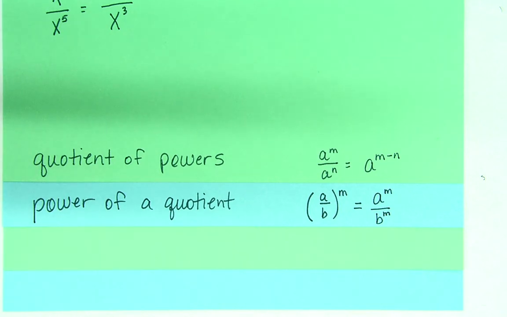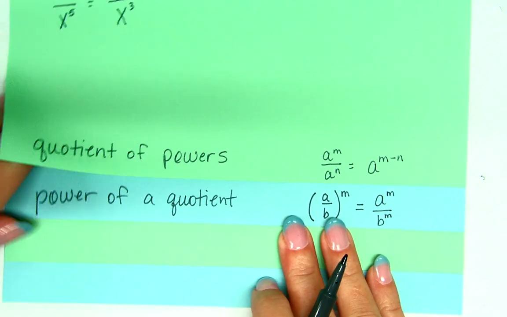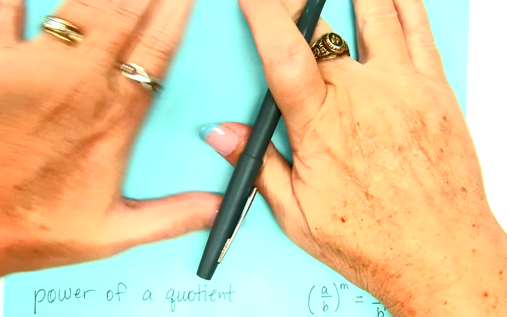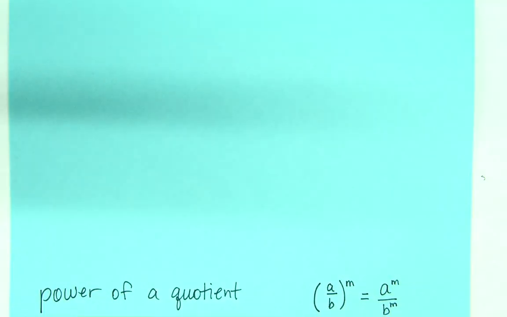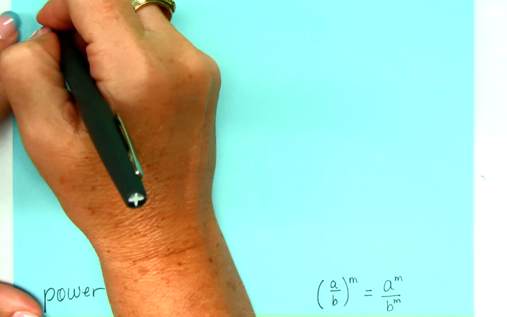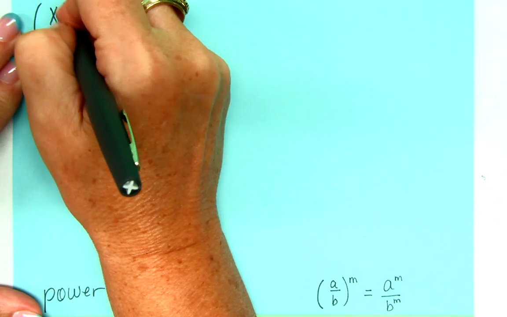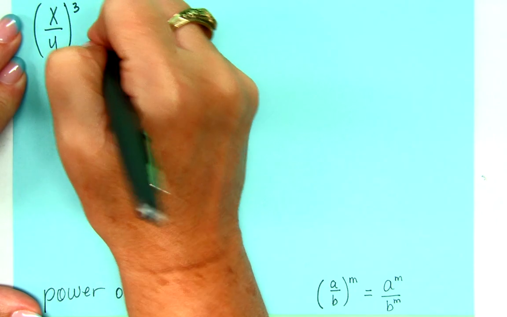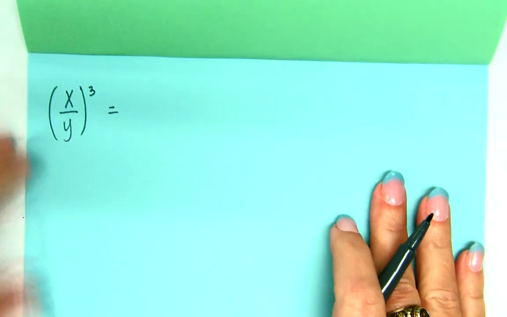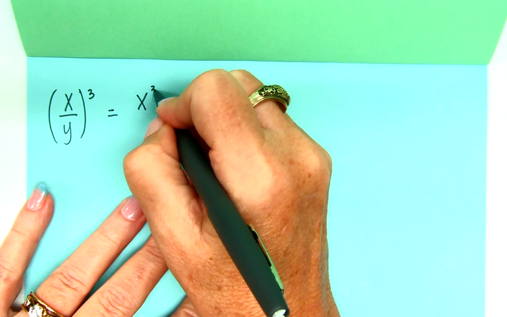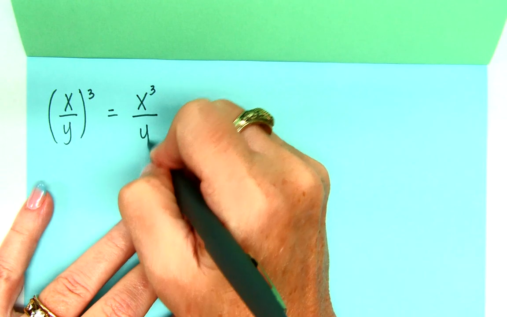So now you're telling me not only do you know these rules already, that you could even figure out the names if I asked you? Excellent. Power of a quotient. X over y to the 3rd power. Whoa. X over y to the 3rd power equals what? Uh-huh. Very good.